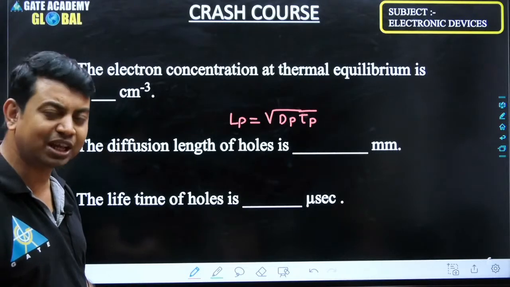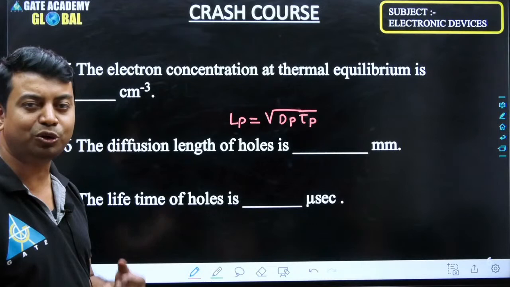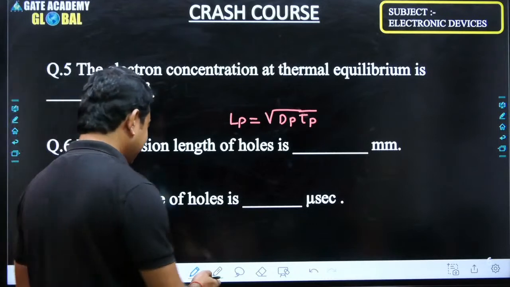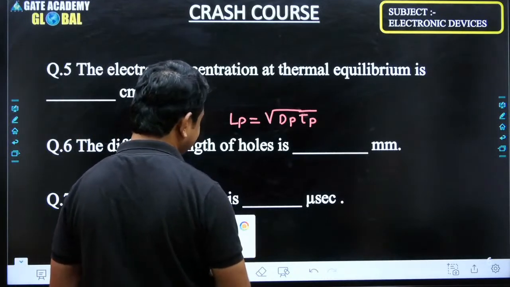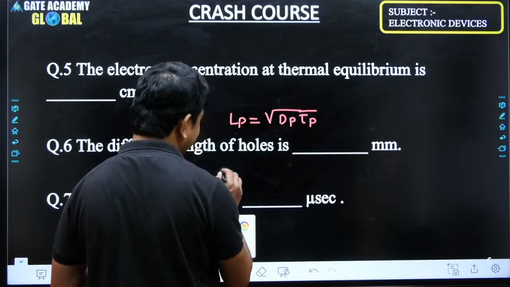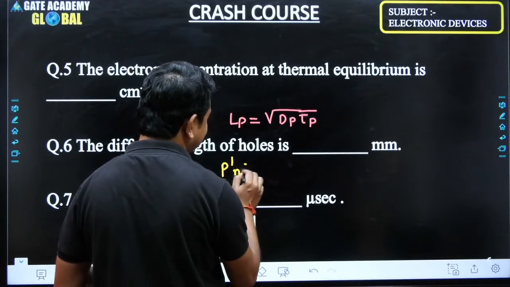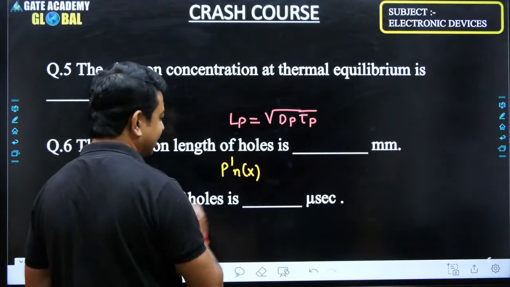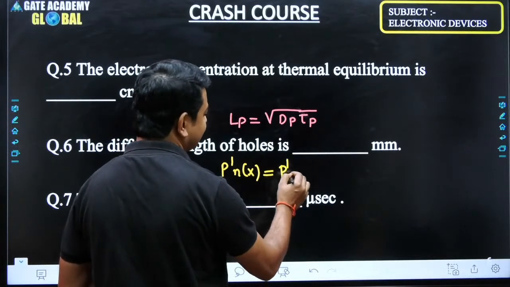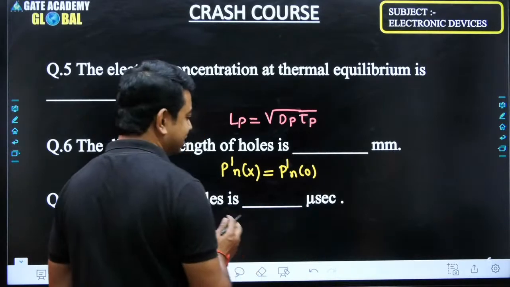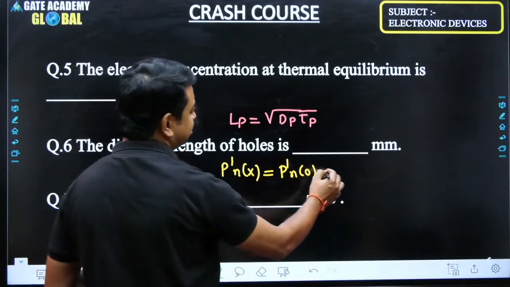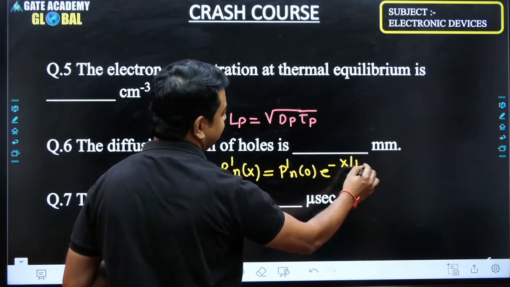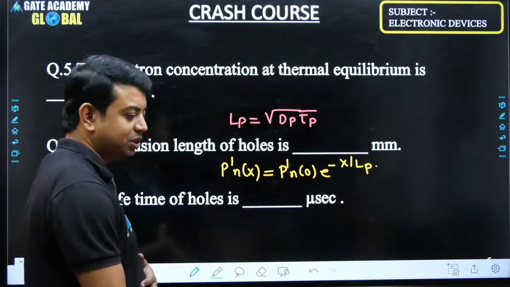What is the way by which we can find it out for low level injection? Sir, we can find this part by using another analysis. What is that analysis? The excess carrier concentration in an N-type semiconductor can also be written as the excess carrier concentration at distance 0 into e raised to minus x upon LP. This is another formula by which we can get it.